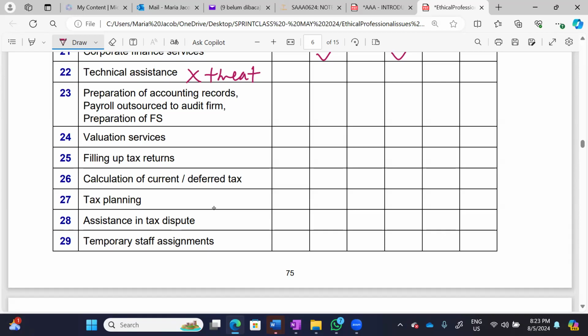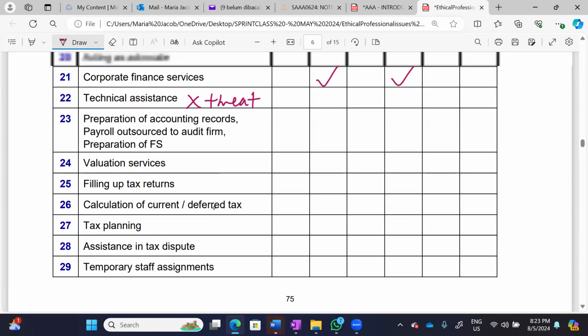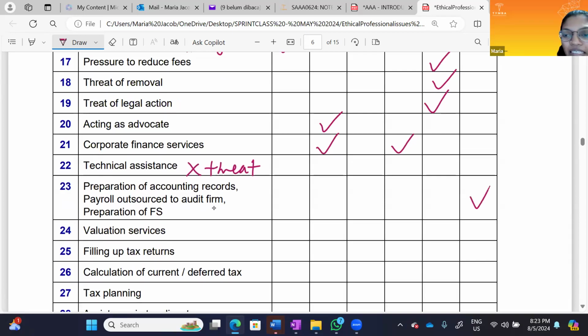Self-review, and then management assumes a management role. Yes, correct, management decision threat. So the preparation of accounting records, all this, is going to give rise to self-review threat, because you might go back and review the things that you have done previously. Valuation services is also going to be a self-review threat.